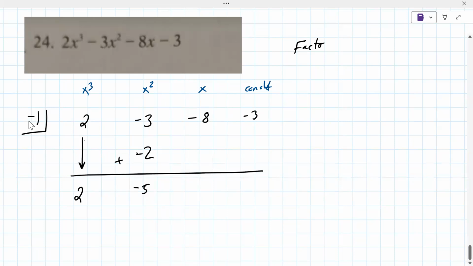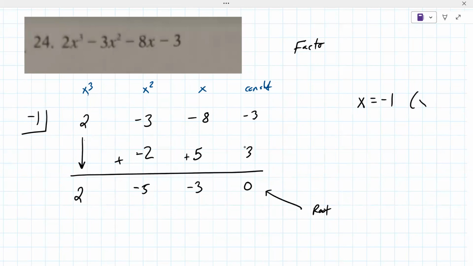Now you take the -5 times -1. What does that become? 5. And you're adding, so that's -3. What is -3 times -1? 3. Right, put a 0 there. If you get a 0, that means that it is a root. You found that x equals -1 is a root. That corresponds to the factor of x plus 1.